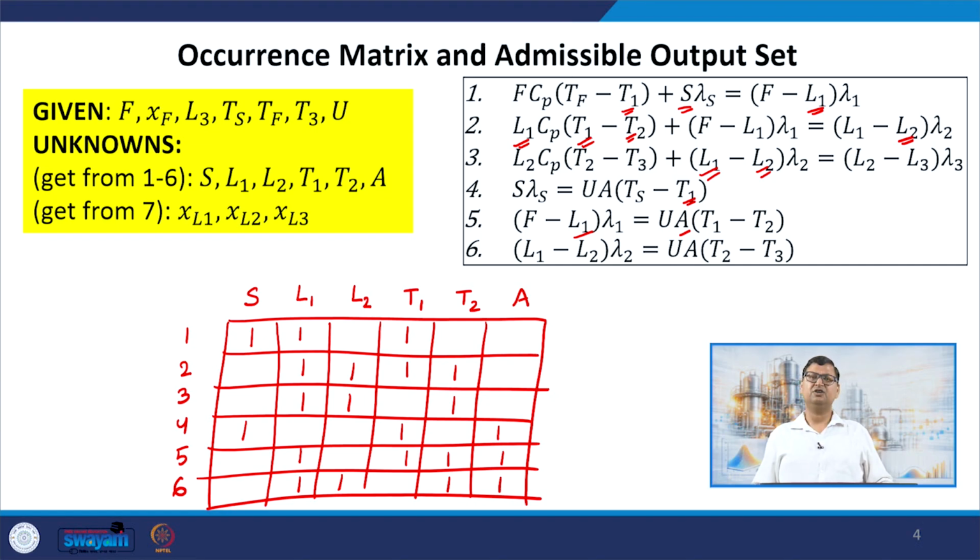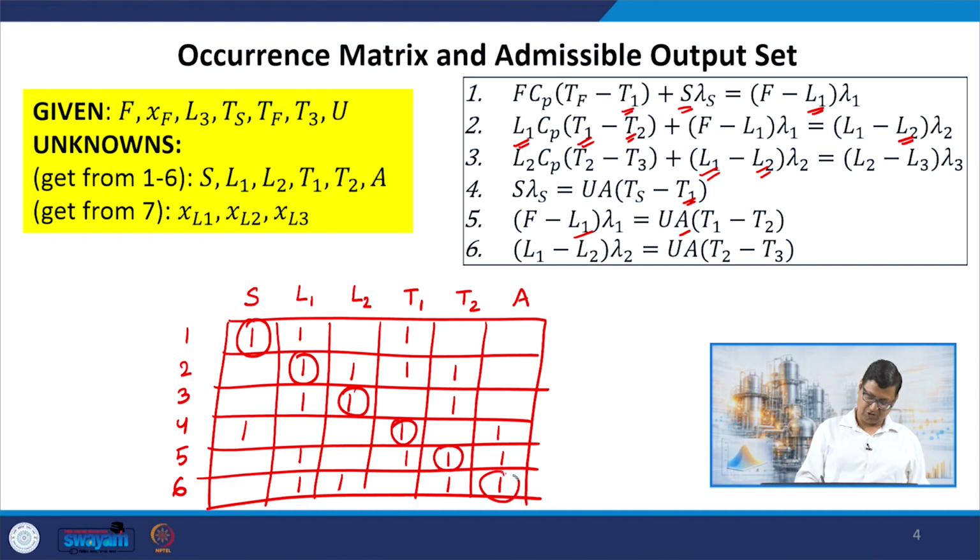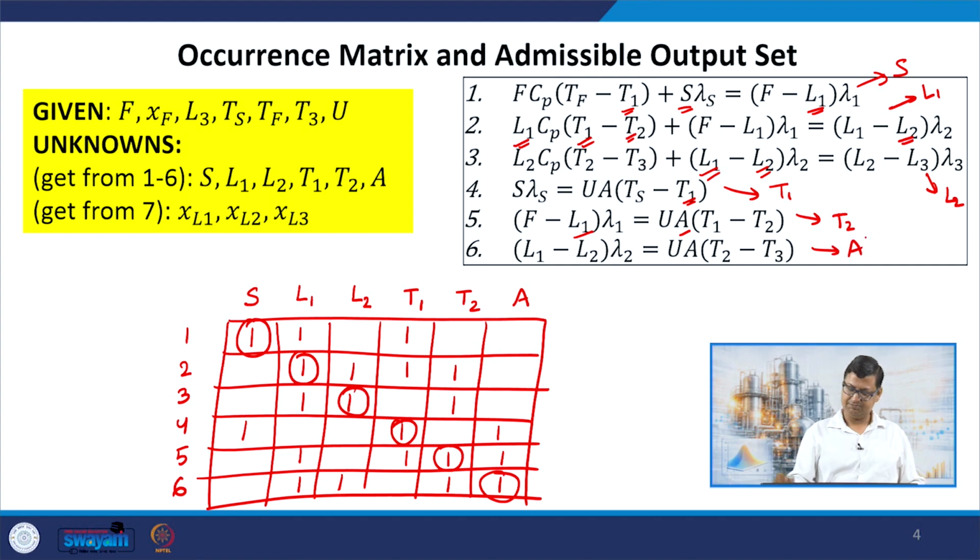Let us make a choice of the admissible output set. As we discussed in the last lecture, this is going to be along the diagonals. Of course, I can look at other permutations, but this is clearly one choice where we choose along the diagonals, where the first one I use to get S, the second one to get L1, the third one to get L2, then the fourth one for T1, the fifth one for T2 and the last one for A.